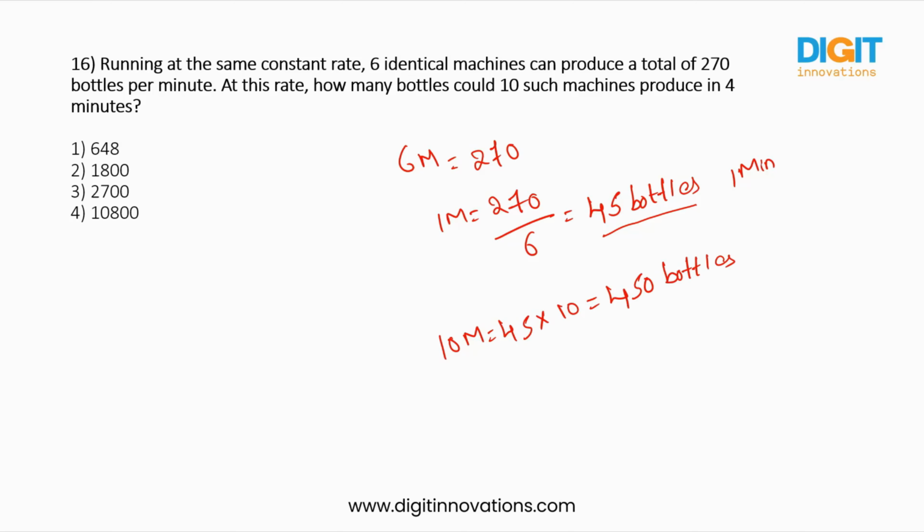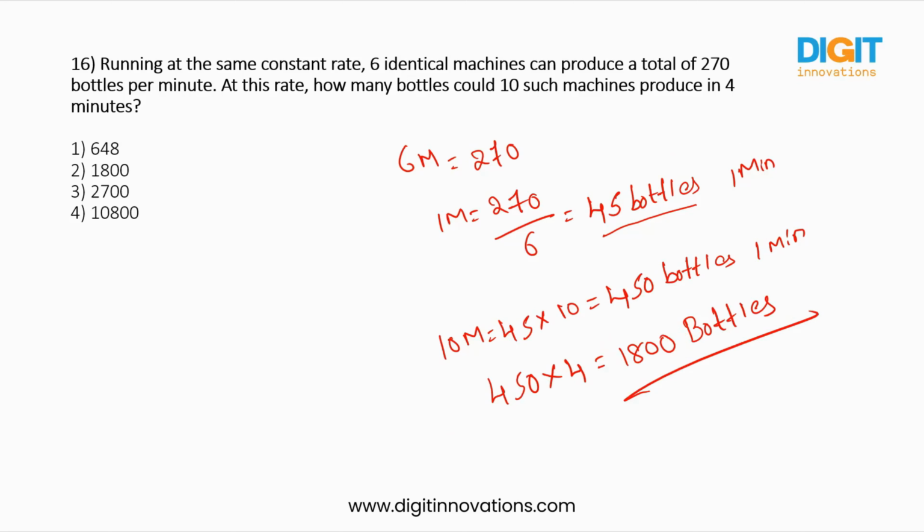Is this the final answer? No, because they are not asking for 1 minute, they are asking for 4 minutes. So 450 into 4, how much? It would be 1800. So in total they can produce 1800 bottles.